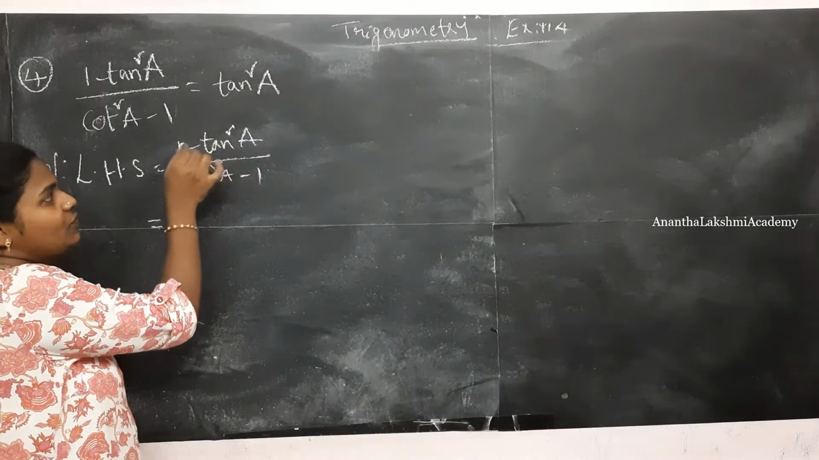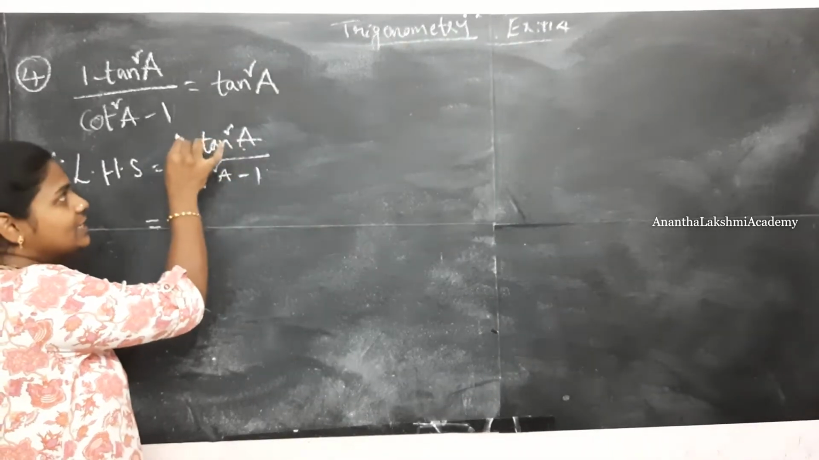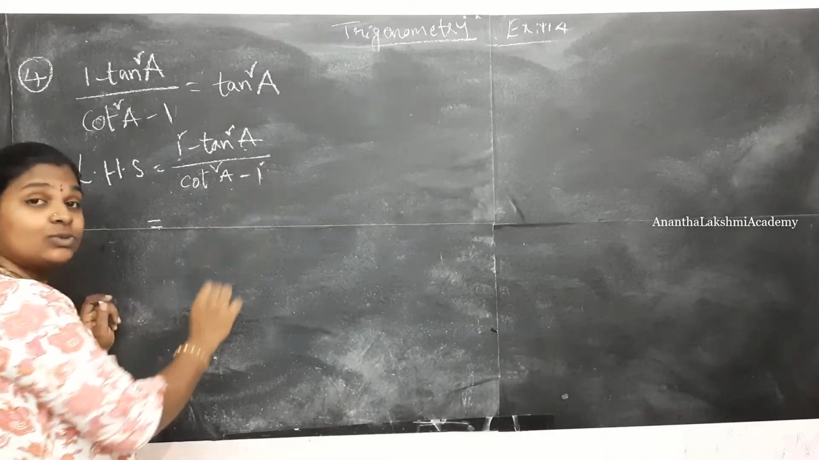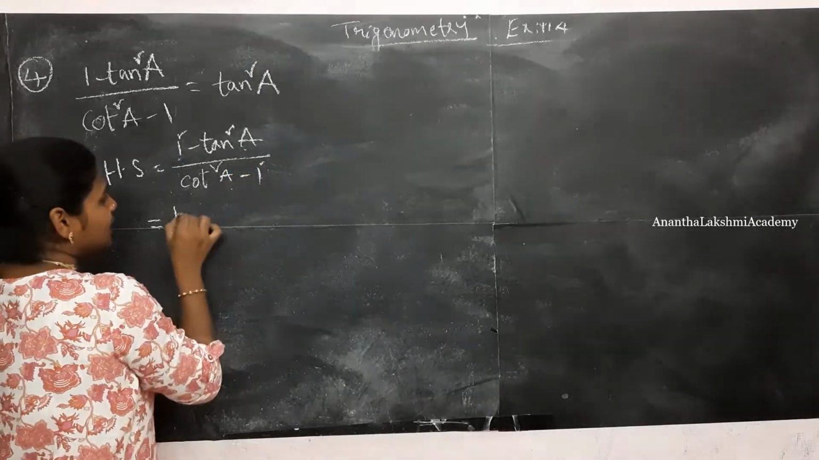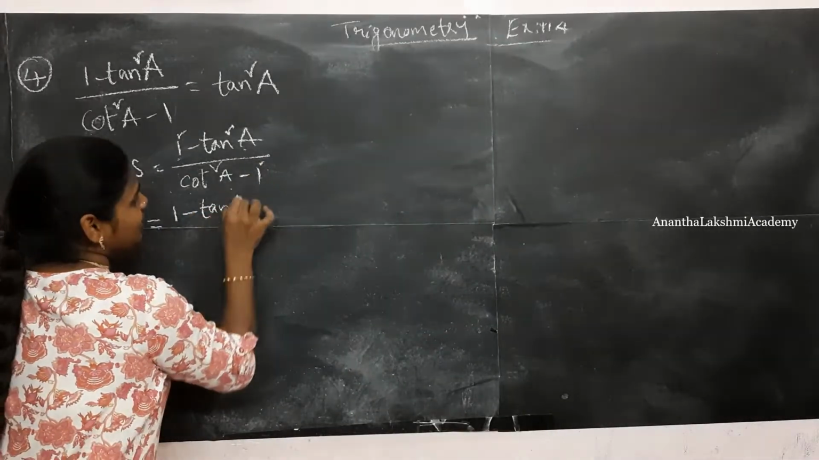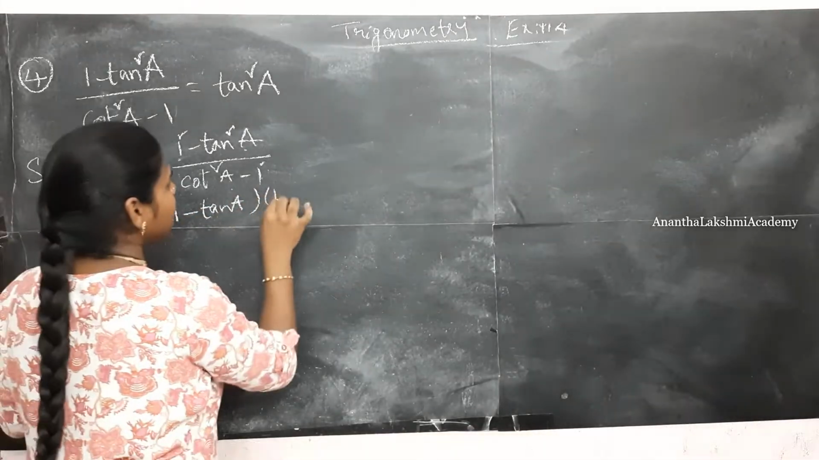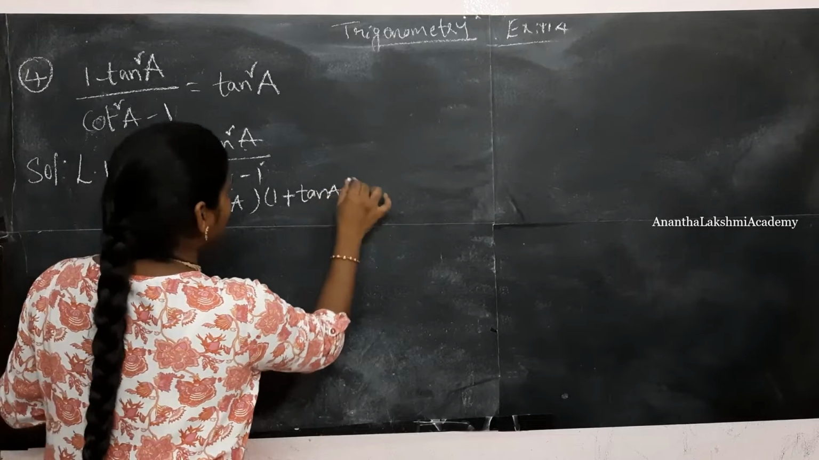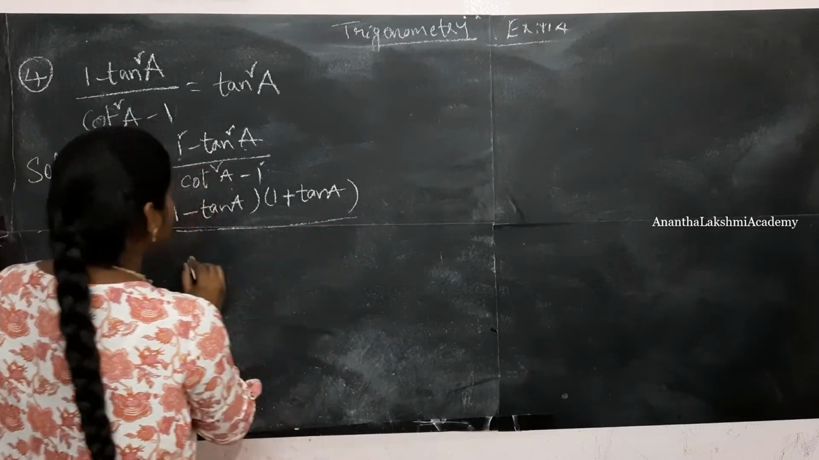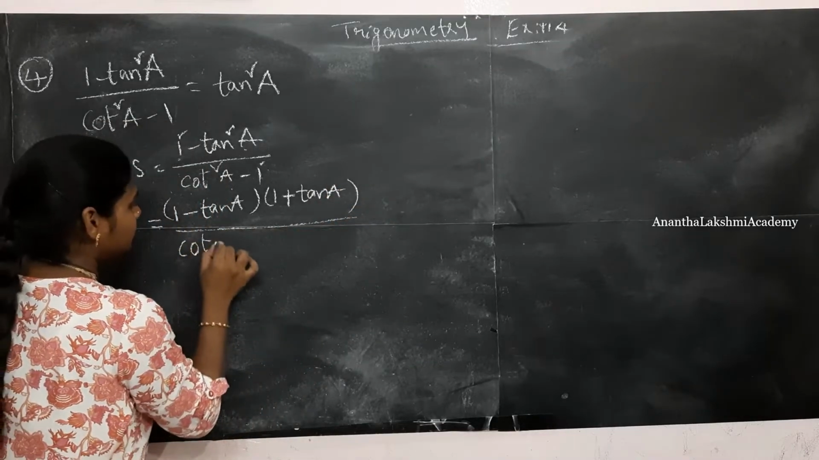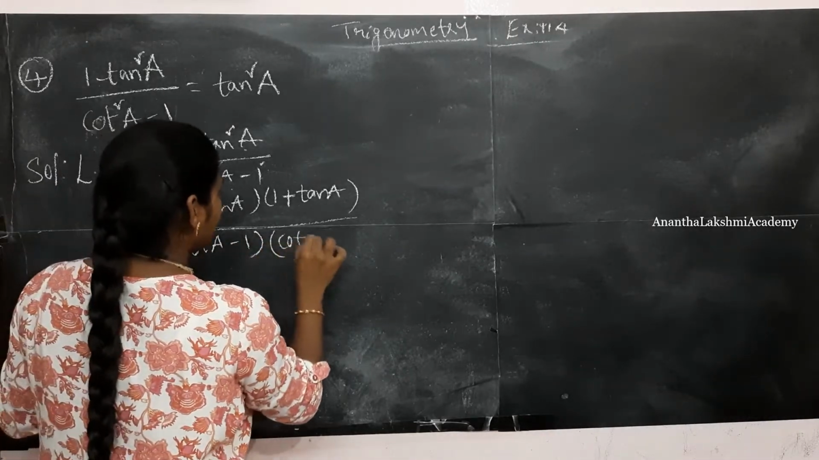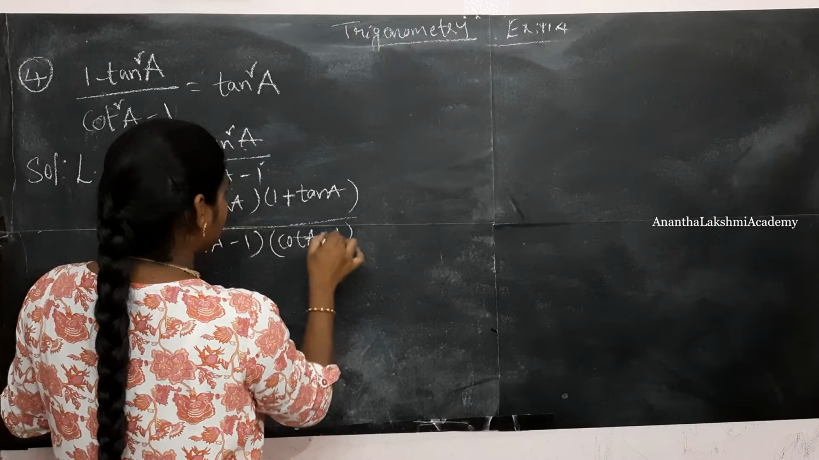This is a form of a square minus b square if I consider 1 square as a square and cot square A minus 1 as b square. So that becomes (a plus b) into (a minus b), multiplied with this: (cot A minus 1) and (cot A plus 1).